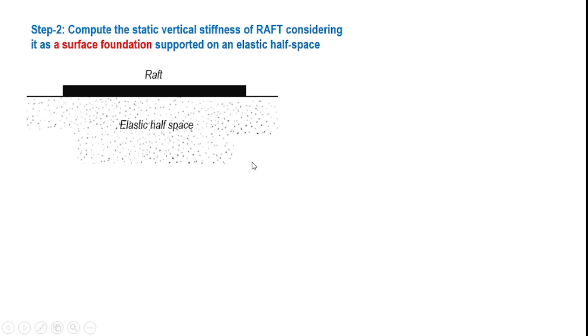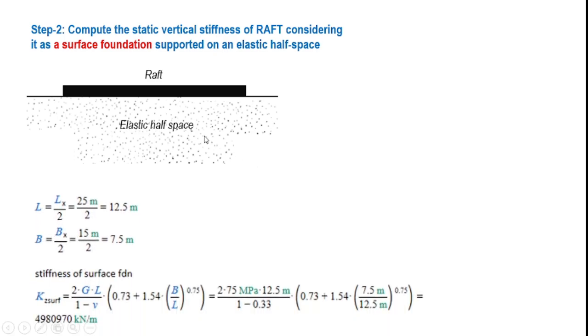In this case we shall proceed for the computation of the vertical stiffness using the standard formula: Kz surface is equal to 2GL divided by 1 minus nu, into 0.73 plus 1.54 into (B by L) raised to 0.75. Remember, this formula has essentially two sets of parameters: one relevant to the geometry of the raft, through the B by L as well as the L parameter, and the second set is the soil parameters, that's the shear modulus as well as the Poisson's ratio.